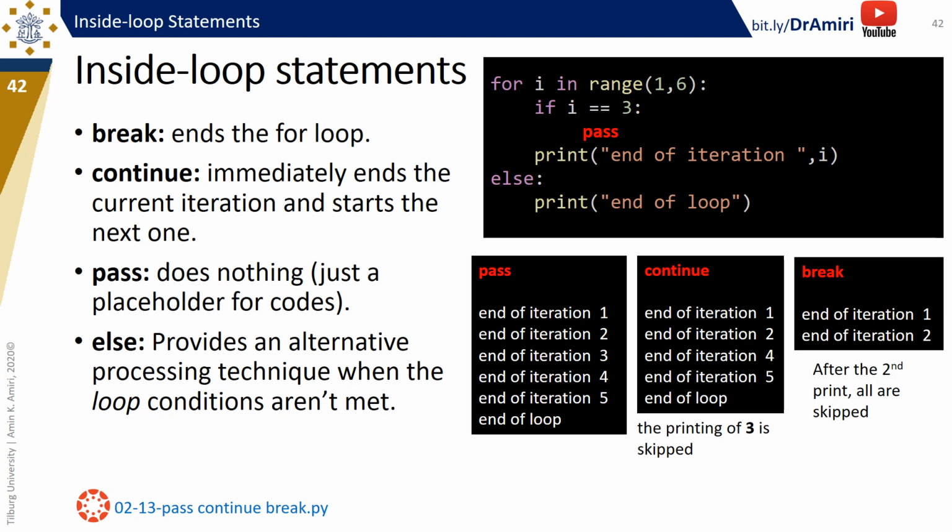There is an if statement inside the for loop. It says if i equals 3, pass, and after that it prints end of iteration and then the value of the variable i is printed. And then we have an else statement here that prints end of loop.